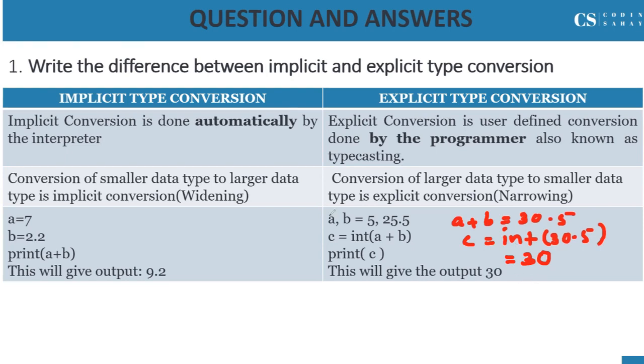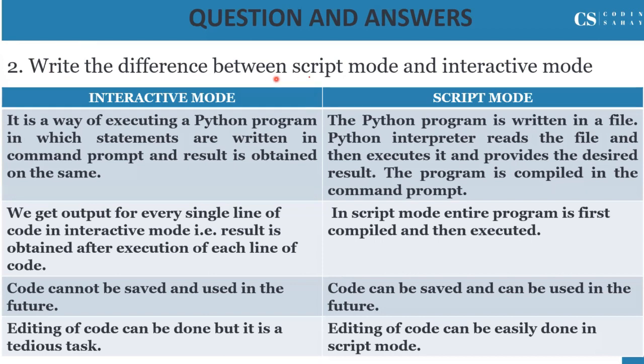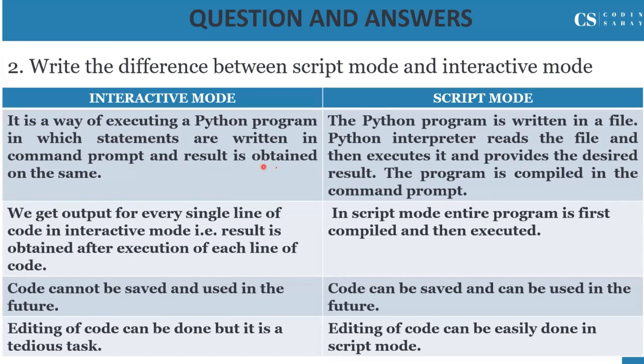Let's move on to the next question. Our second question: write the difference between script mode and interactive mode. First one, interactive mode. It is a way of executing a Python program in which statements are written in the command prompt and the result is obtained on the same. That is, we are writing the statement in the command prompt and at the same time you are getting the output. Whenever you are typing a statement, at the same time you get the output. So that is our interactive mode.